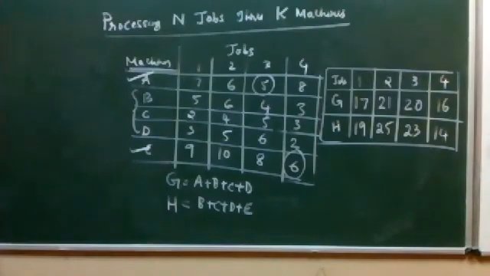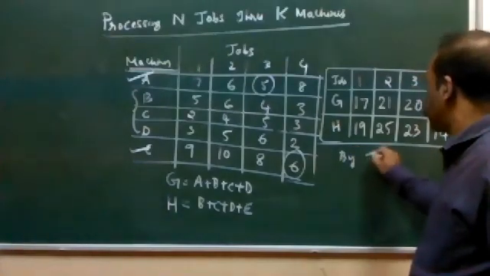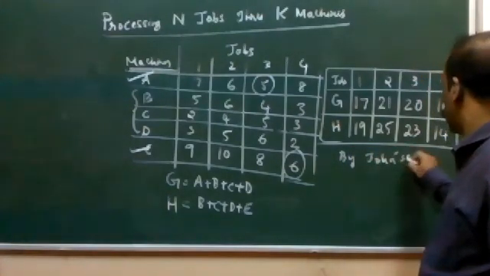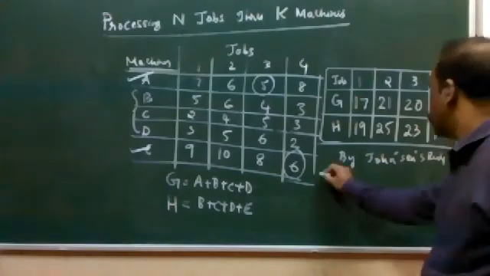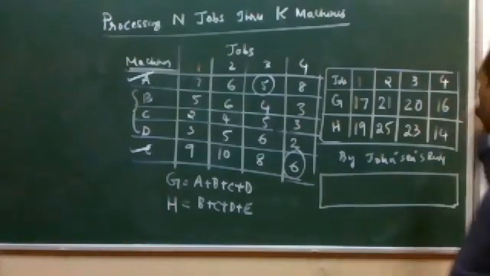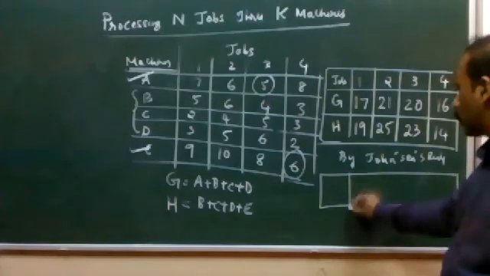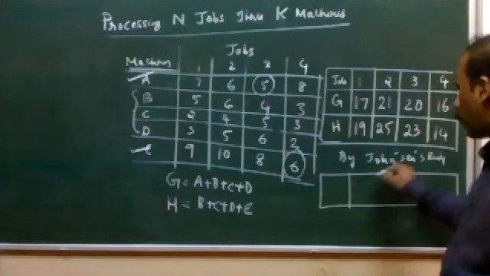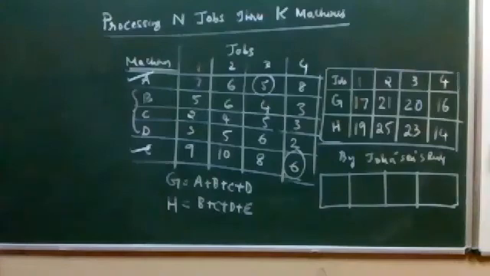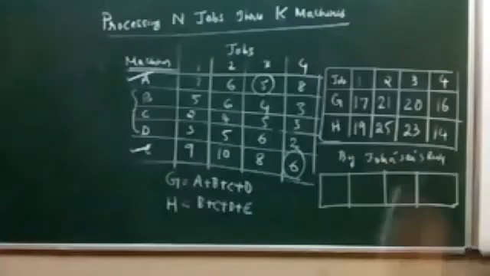Yes. Now let's start with Johnson's rule. So by Johnson's rule, let us do the sequencing. Totally 4 jobs are there: 1, 2, 3, 4. Same procedure. We always start with the lowest processing time, which happens to be on machine H. We will take it from the right side. All right, and remember that step. Now, can you please tell me the sequencing?